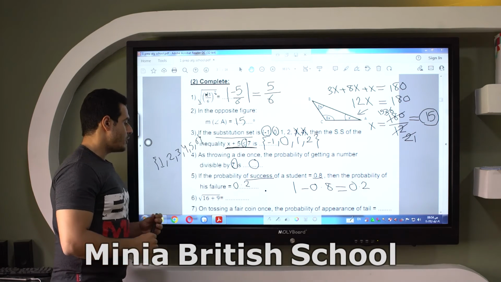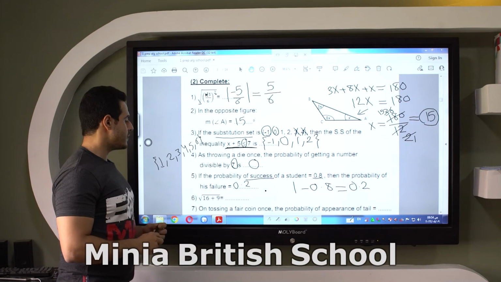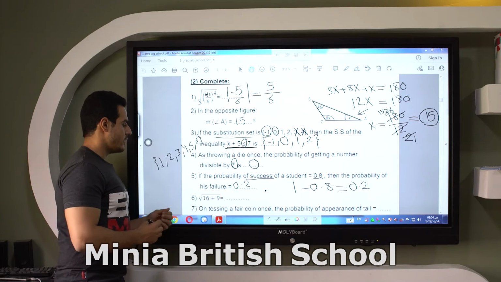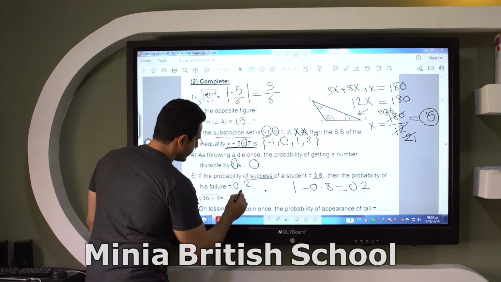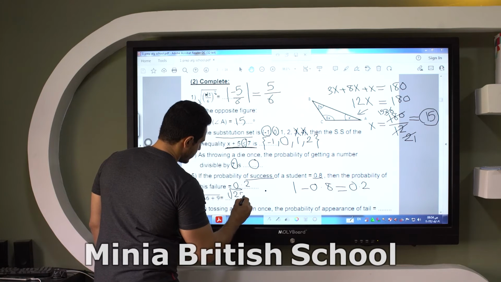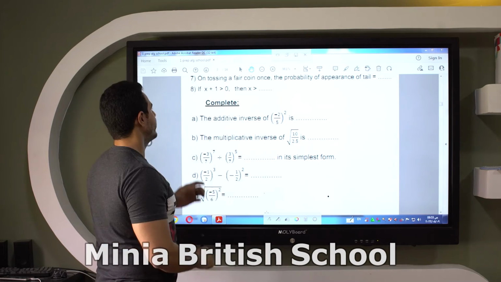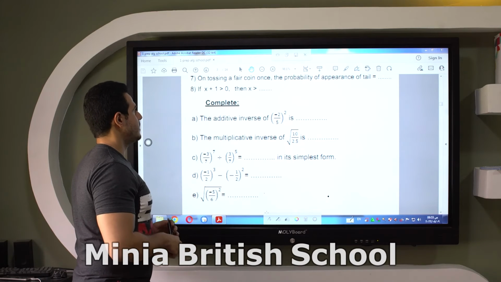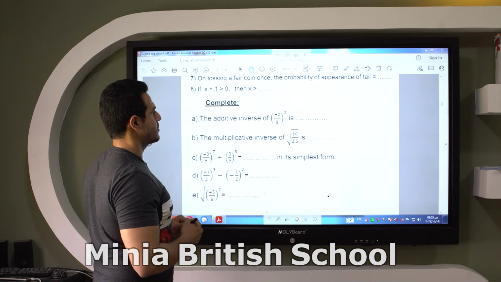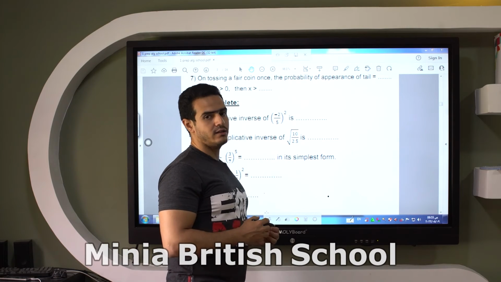Number 6: square root of 16 plus 9. 16 plus 9 equals 25. Now we must find the square root of 25, which equals 5.